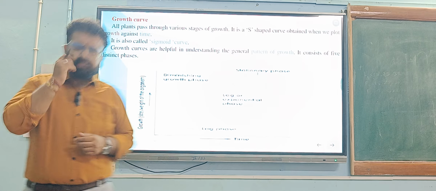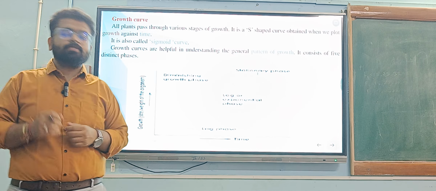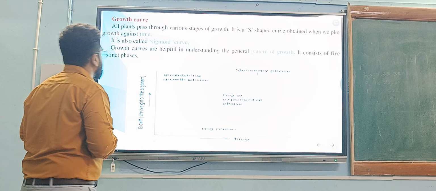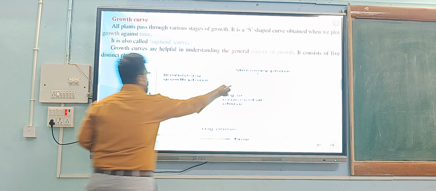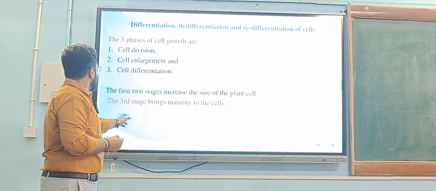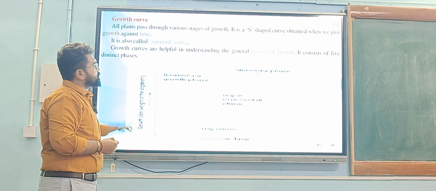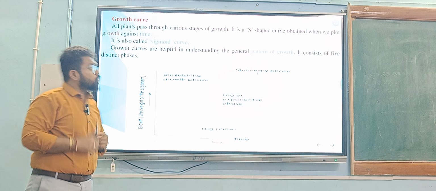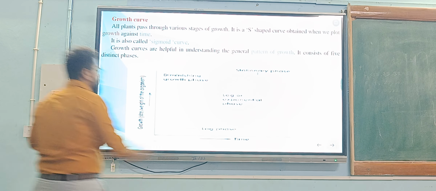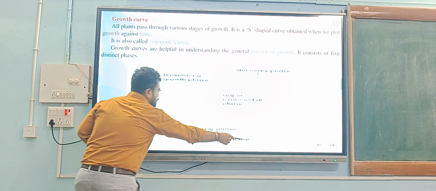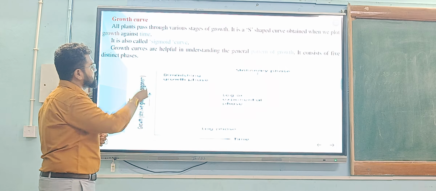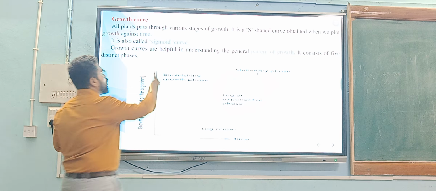After understanding the growth phases and growth types, we shall understand the growth curve. Generally the plant growth curve we call the S-shaped growth curve or sigmoidal growth curve. All plants pass through various growth stages. The S shape is obtained when we plot growth against time, with time on the X-axis and growth on the Y-axis. We find an S-type growth curve, which we call a sigmoidal curve.